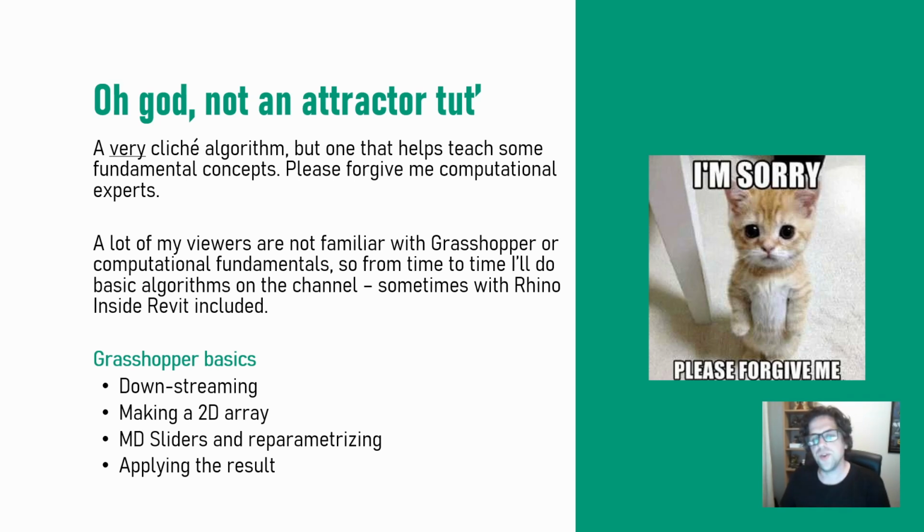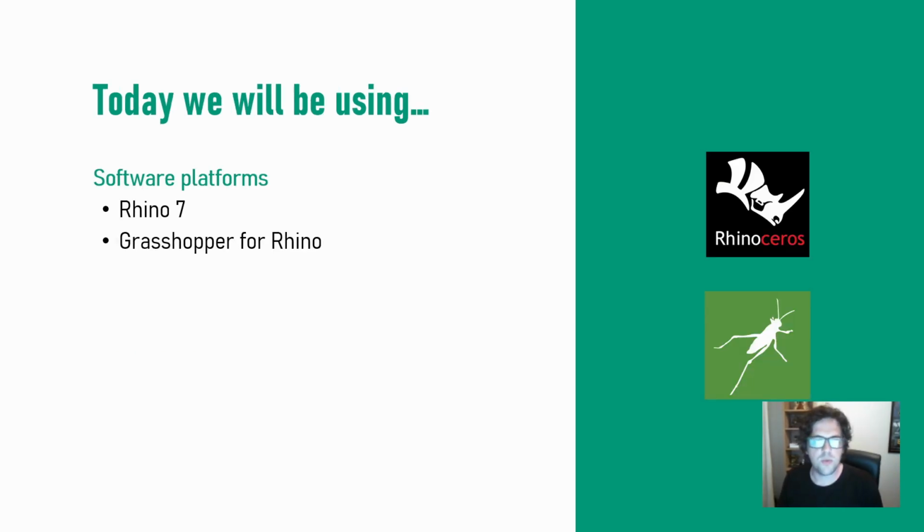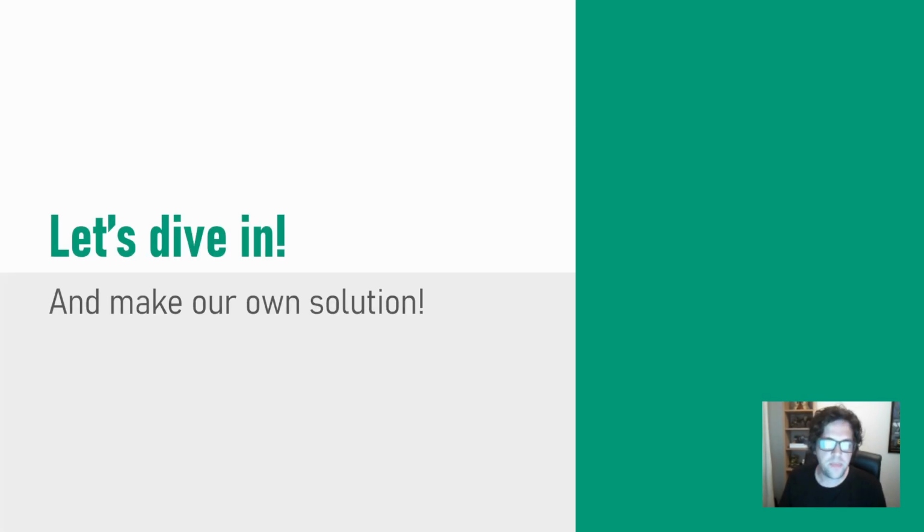Today we'll look at making a 2D array and using what's called a multi-dimensional or MD slider, and how you can reparameterize surfaces, which is a really common technique and a common thing people miss. And finally, how we can apply the result algorithmically using what we would call attractor points. Unlike a typical attractor tutorial, I'm going to show you how you can source more than one attractor point as well. So we'll be using Rhino 7 and Grasshopper today.